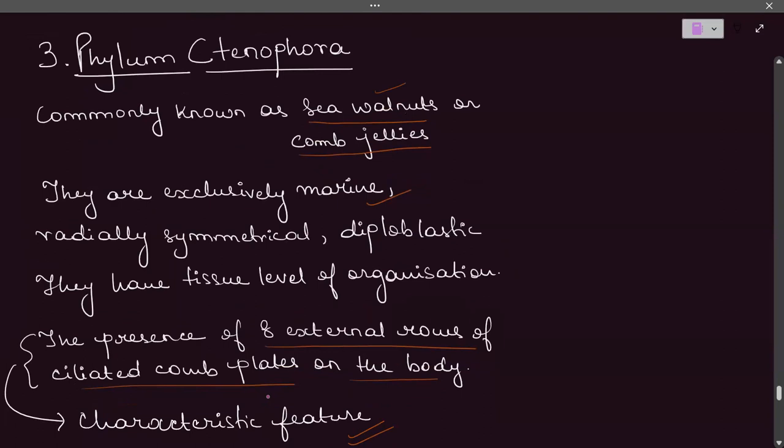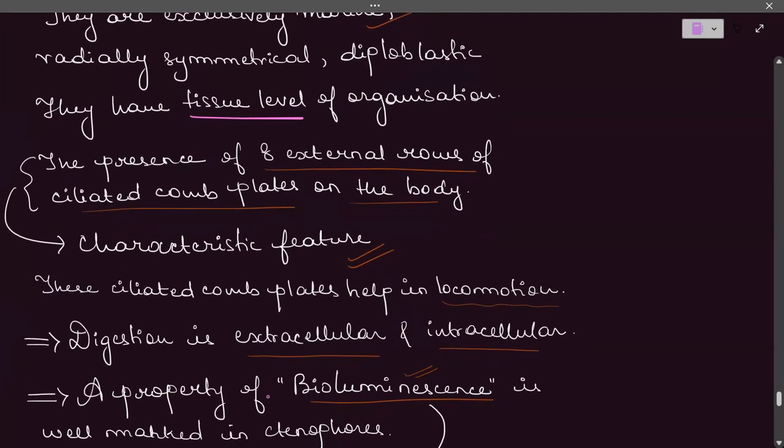Now talking about the next phylum, that is phylum Ctenophora. All the members of this particular phylum are commonly known as sea walnuts or comb jellies. They are exclusively marine, meaning no freshwater forms are there. They are radially symmetrical, diploblastic, and they have tissue level of organization. Now, they have one characteristic feature, which is the presence of 8 external rows of ciliated comb plates. For example, if this is their body, they have 8 rows of ciliated comb plates. And these comb plates help in locomotion. So it is a characteristic feature.